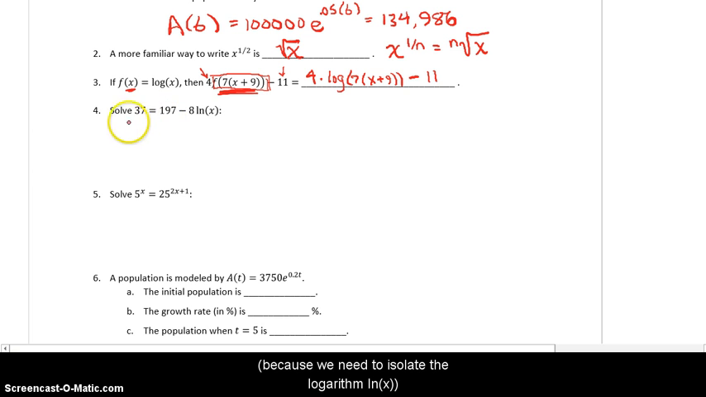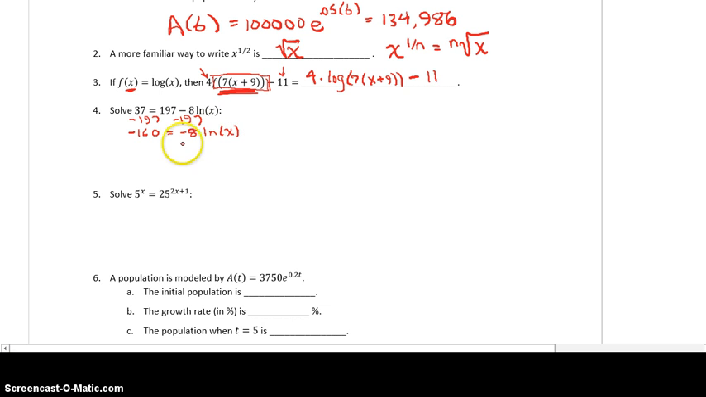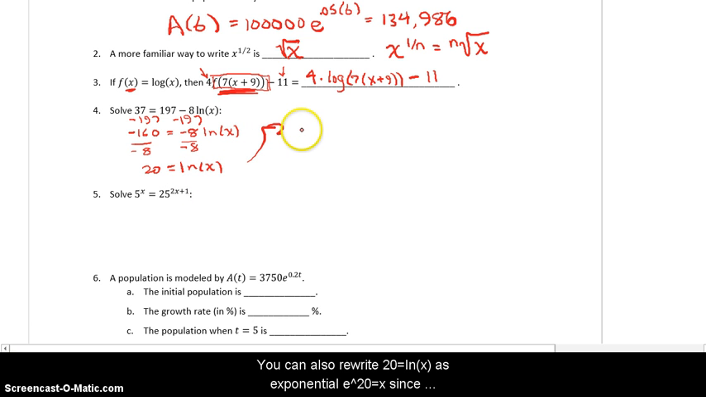To solve this equation, we're going to subtract 197 from both sides. That gives us negative 160 equals negative 8 natural log of x. And then I'm going to divide both sides by negative 8. Gives me 20 equals natural log of x. And then I'm going to apply the inverse of the natural log, which is e raised to a power. And the power is going to be each side here.